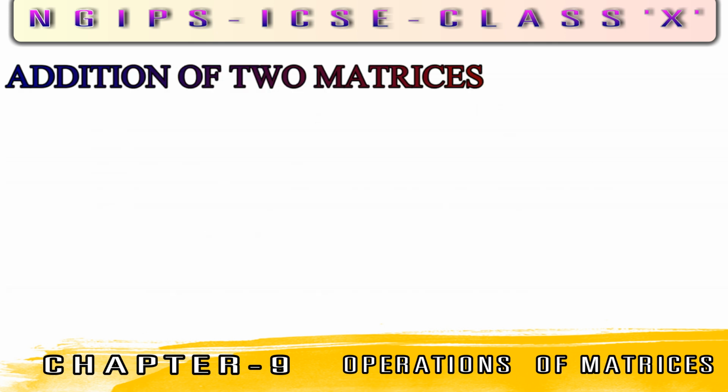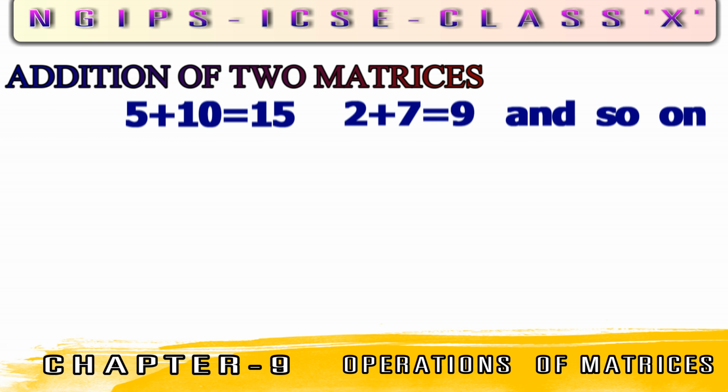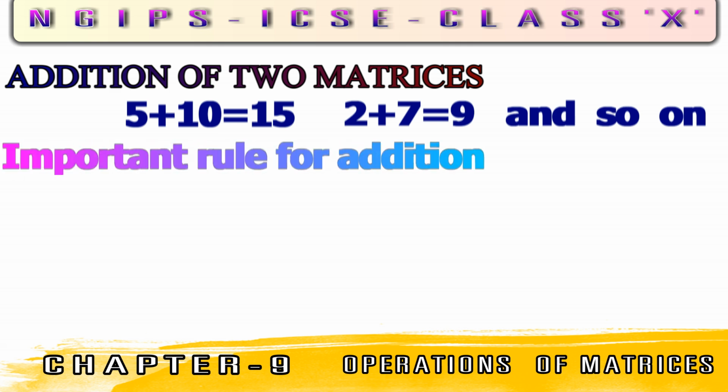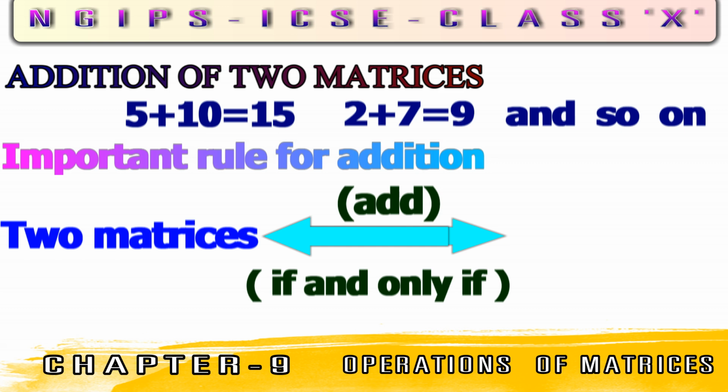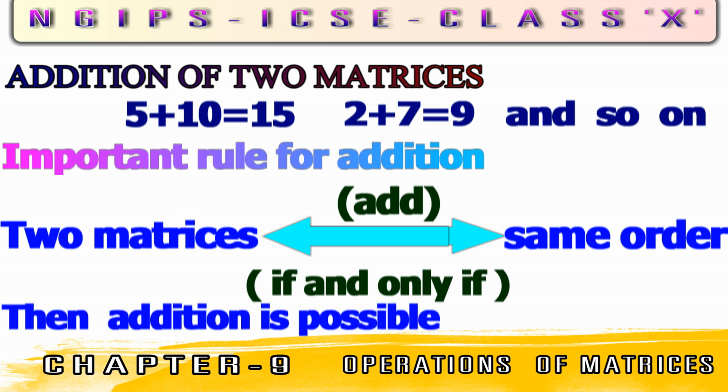Addition of two matrices. Addition of two numbers is easy: 5 plus 10 is equal to 15, 2 plus 7 is equal to 9, and so on. But how are two matrices added? Before we move on to how they are added, we need to know one simple rule. Two matrices can be added only if they are of the same order. Yes, both matrices have to be of the same order for the addition to be possible.